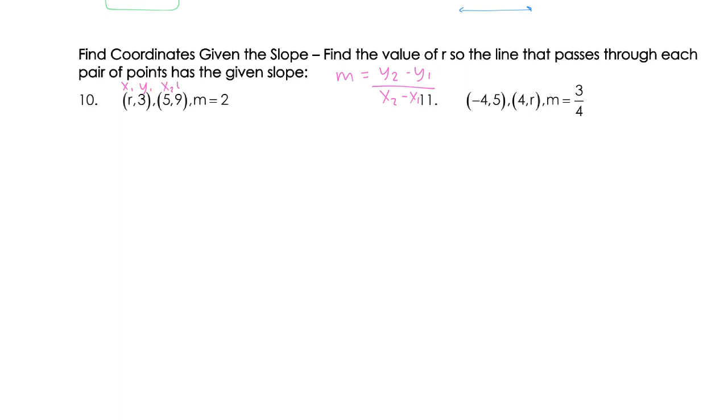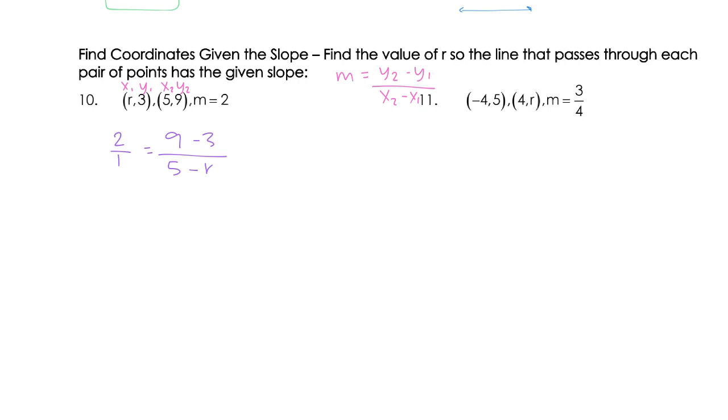y1, x2, and y2. But you'll notice that they actually gave you the slope in this case. So I'm just going to plug everything in that I know. I know m is 2. So I'm actually going to make it 2 over 1, and you'll see why in just a moment. And then equals y2 is 9 minus y1 is 3 over x2 is 5 minus x1 is r. So we're just going to treat it like it's a number right now.